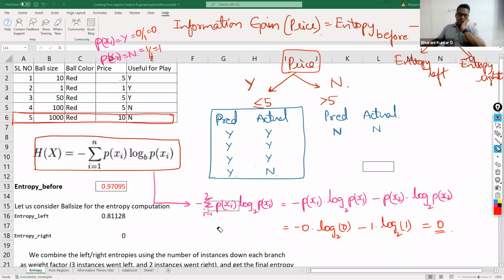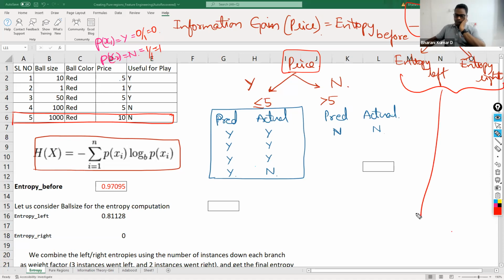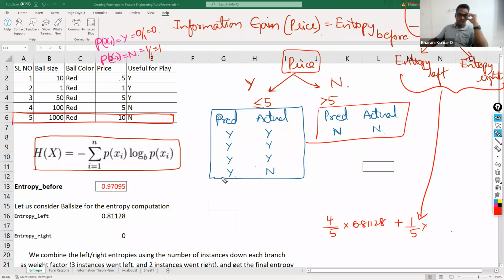Now what are we expected to do? We need to combine left and right side. In order to combine these two to get entropy after, on the left side, how many do we have? 4 out of 5 entries. So 4 out of overall 5. So I write it as 4 by 5 into entropy towards the left. Entropy towards the left is 0.81128. On the right side, how many do we have? Only one entry, 1 out of 5. So 1 by 5 into entropy towards the right side, which was 0. So 1 by 5 into 0 is 0.